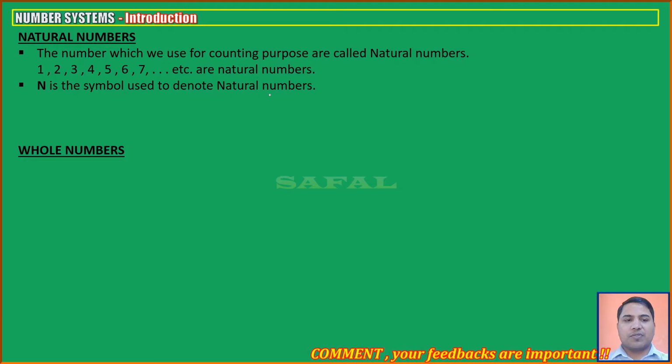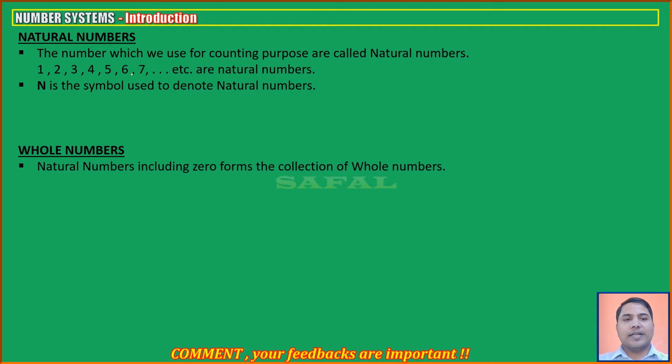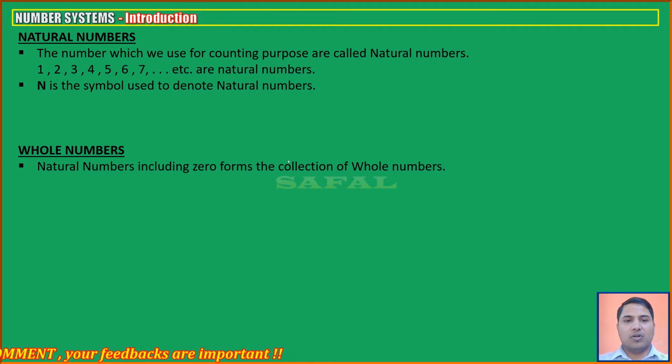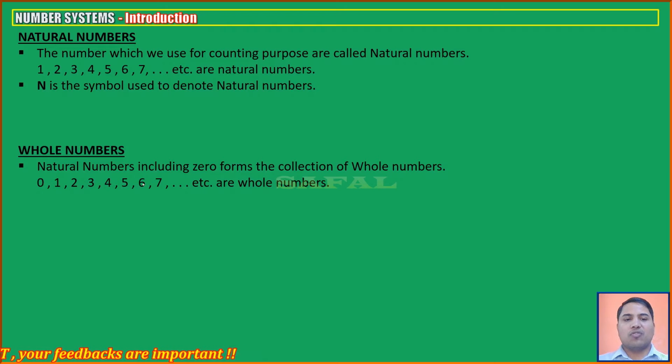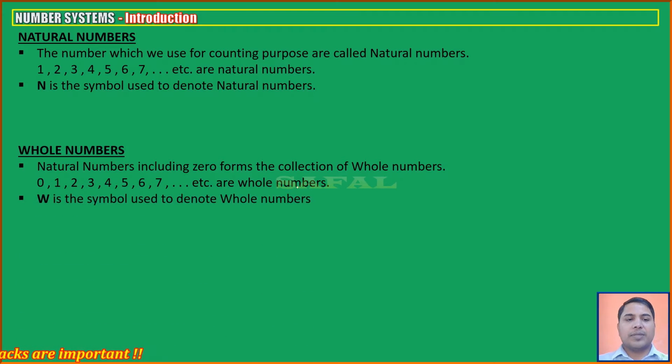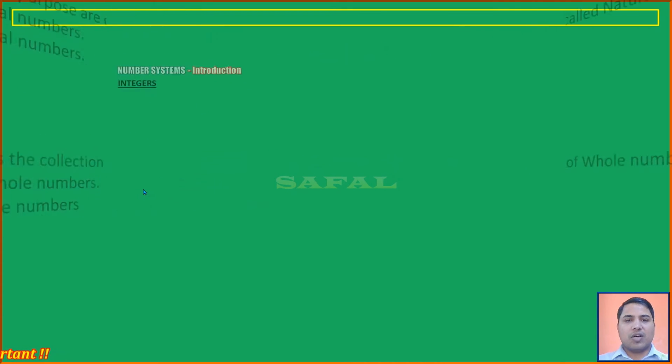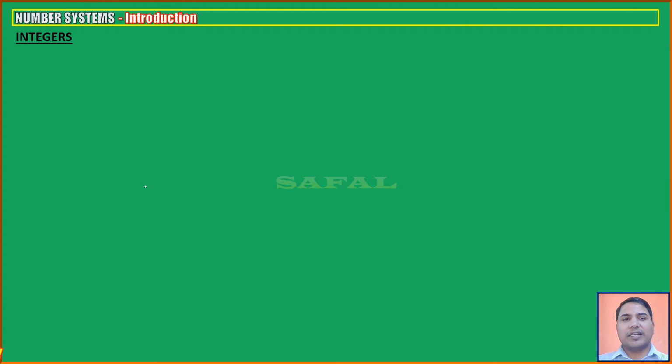After natural numbers we have whole numbers. Now what are whole numbers? If we club 0 into the collection of natural numbers, whatever collection we get, we call it whole numbers. So natural numbers including 0 form the collection of whole numbers. So 0, 1, 2, 3, 4, 5, 6, 7 etc. are whole numbers. Capital letter W is the symbol used to denote whole numbers. After natural numbers and whole numbers, the next number we have in the list is integers.